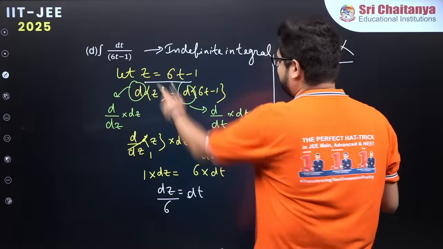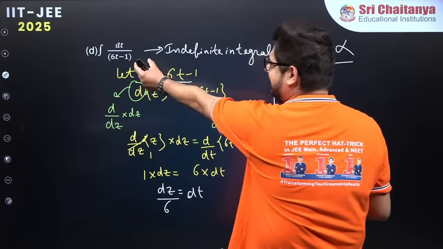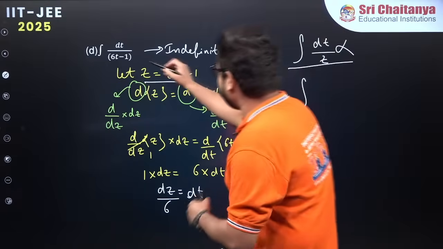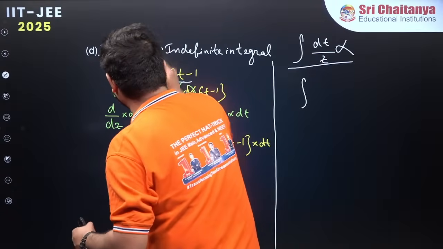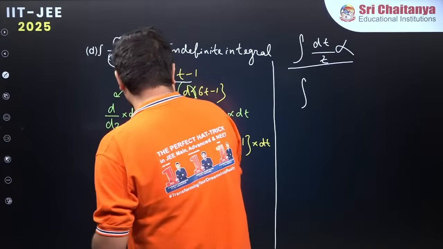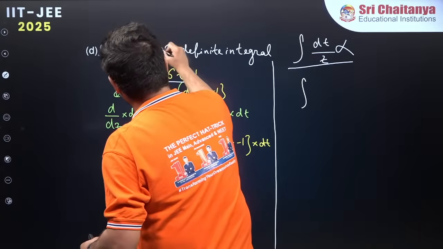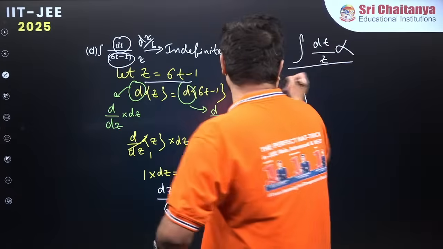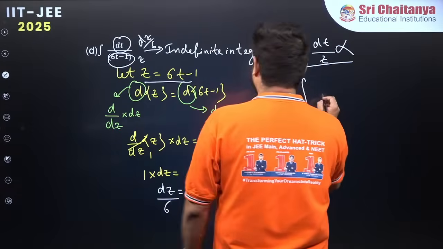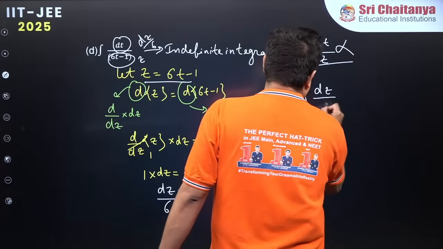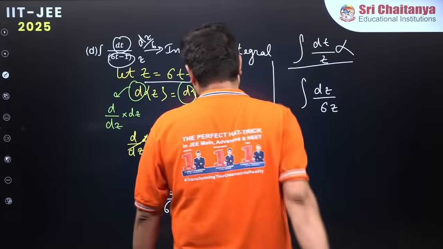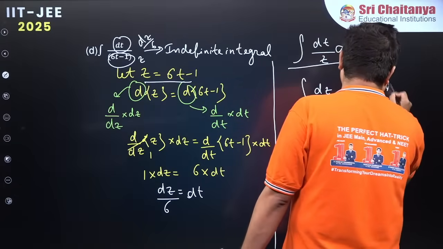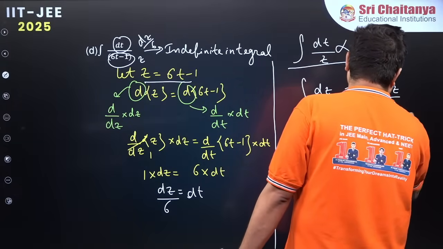This is not possible, so instead of dt, what is integration by substitution? I am substituting these values. Instead of this 6t minus 1, I am using z, and instead of dt, I got a relation, I am going to be using dz by 6. So as a result, I will be getting dz by 6z. So 1 by 6 will be coming outside the integral dz by z.